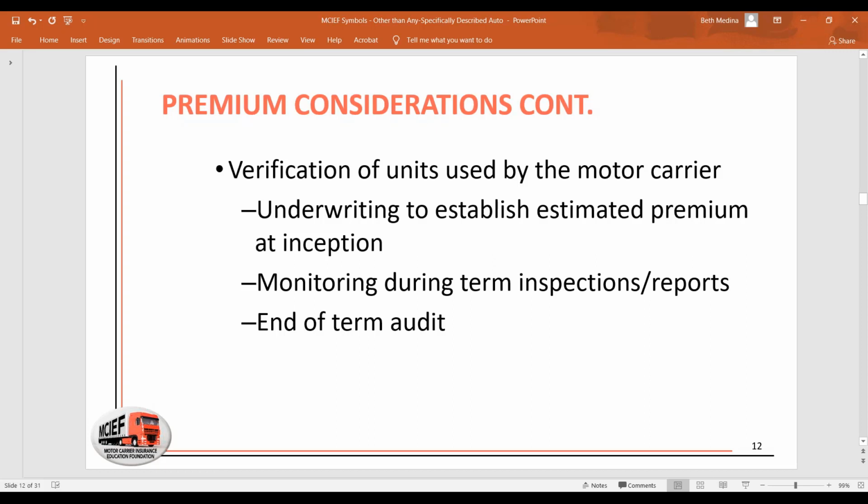We can look at it at inception by looking at public information. We can monitor during the policy period when the vehicle gets inspected by its serial numbers and get that report to see if it's on the policy or not. At the end of the term, we can audit to collect the premium.